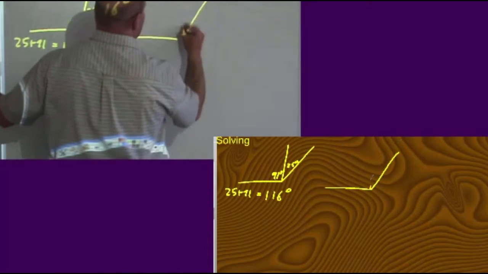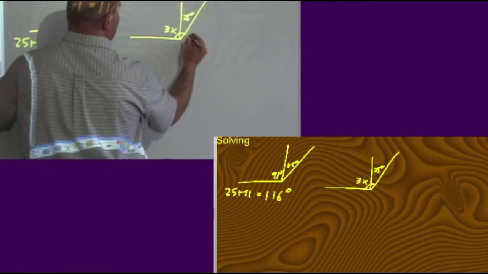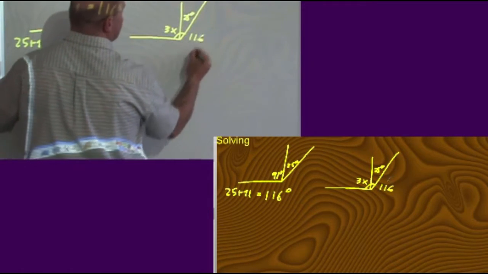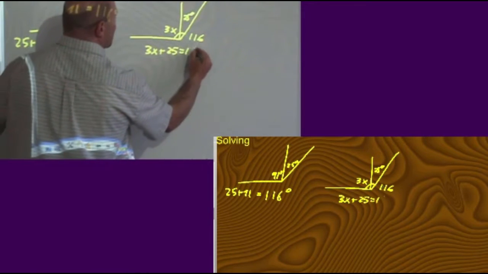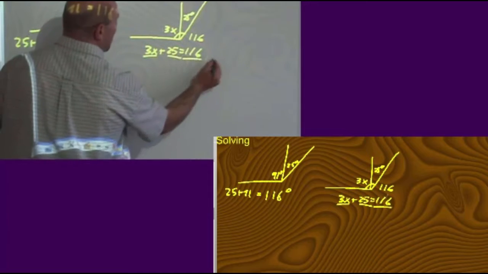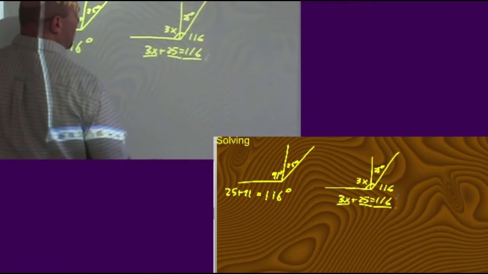Doesn't matter if there's a variable there. If I still tell you this is 25, but instead this is 3x, and I tell you the whole thing's 116, then I know that 3x and 25 together must equal 116. Small plus small equals large. And then I can go through my process of being able to solve from there.